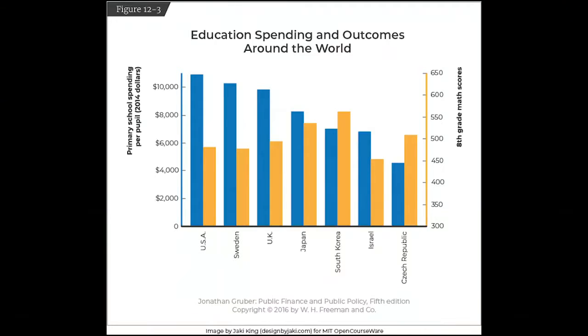So if you look at figure 12.3, figure 12.3 shows in the blue primary school spending per pupil, and in the red, 8th grade math scores. And you can see the US spends way more than other people, but our scores aren't any better. Indeed, it doesn't look like there's a very strong relationship here at all between how much countries spend and what you get in return. But at least it's quite striking how low the US is given how high our spending is. Now, why is that?